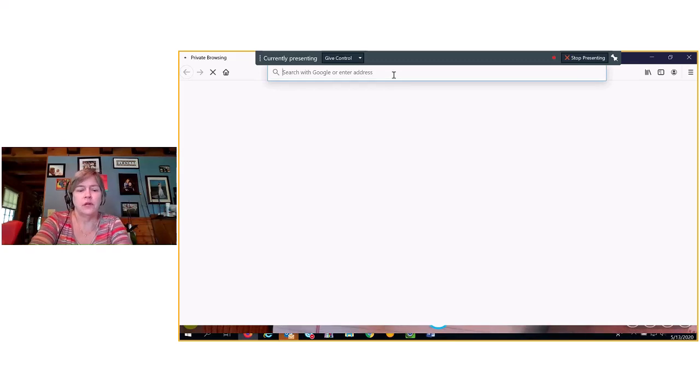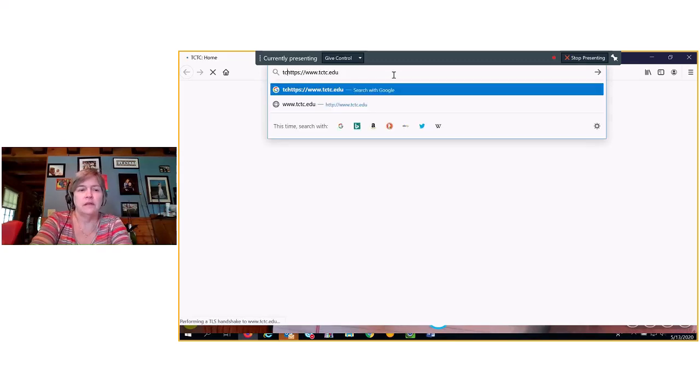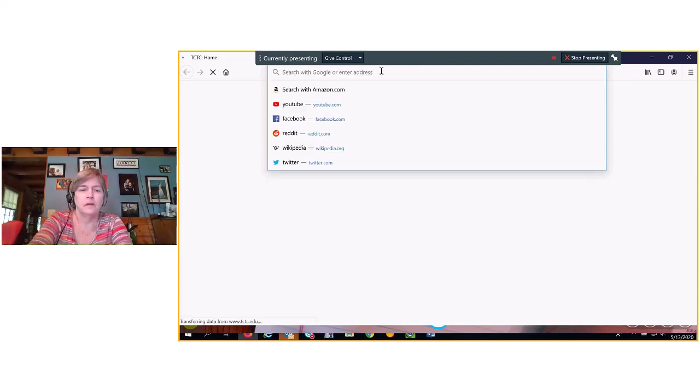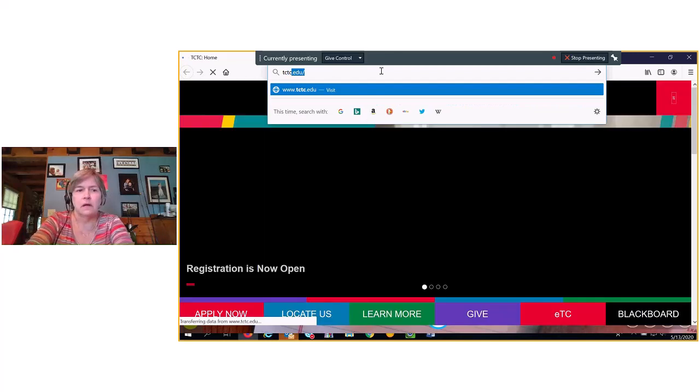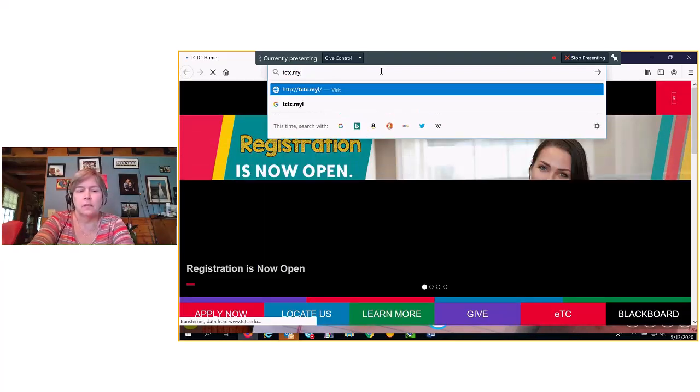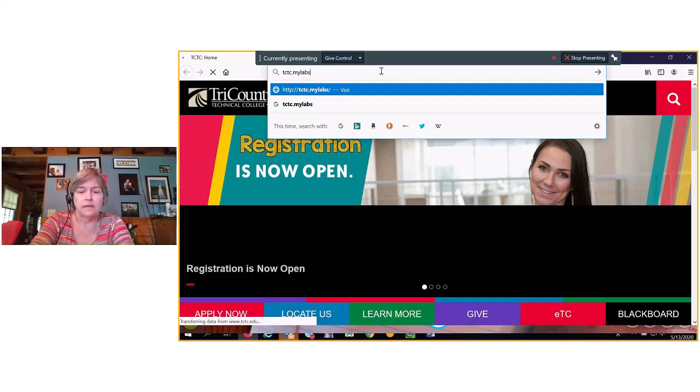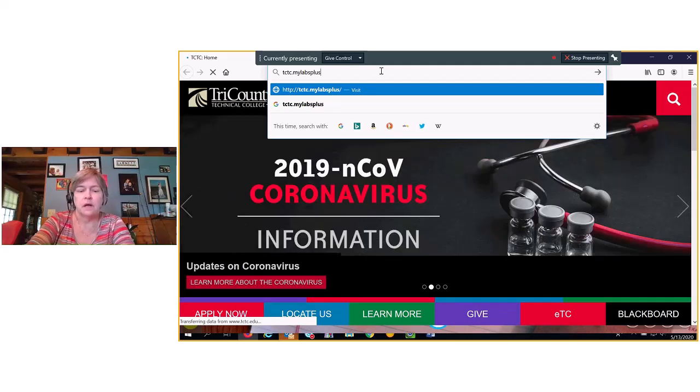And this is where you're going to type in tctc dot mylabs with an s plus .com.